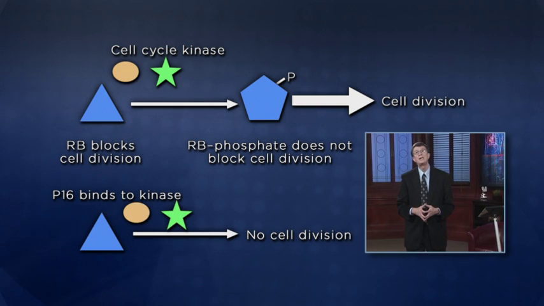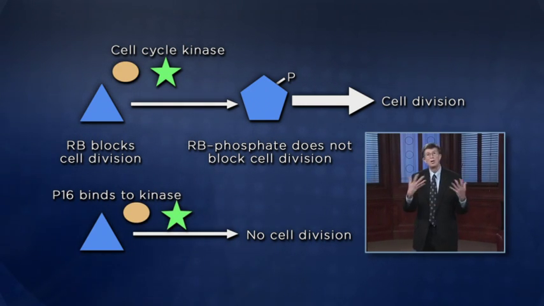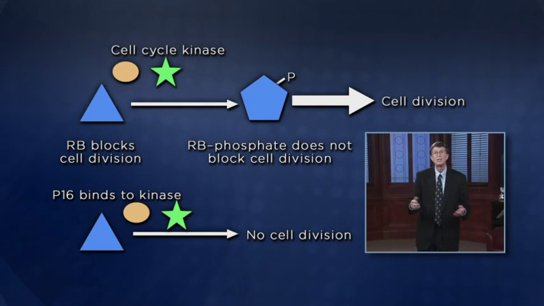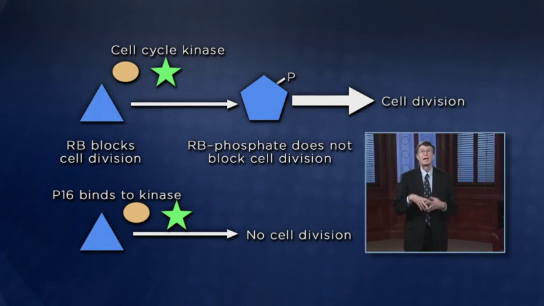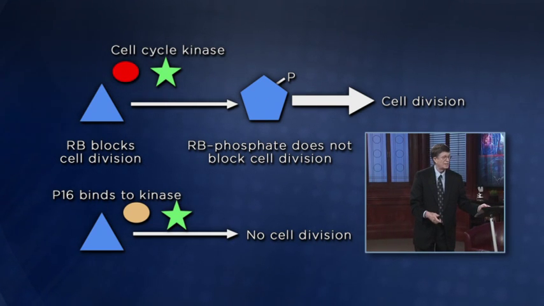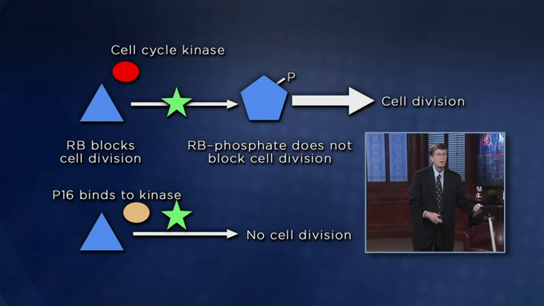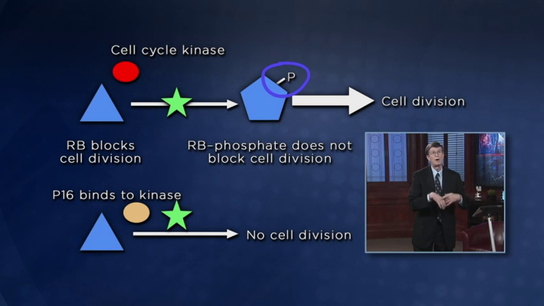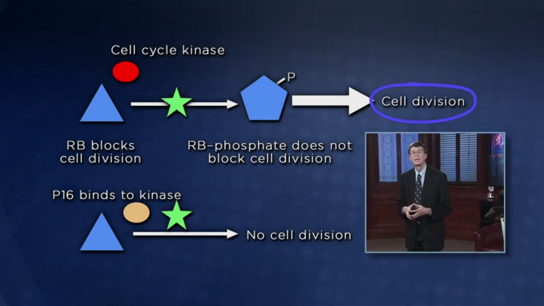The P16 protein is expressed in a number of tissues such as pancreas, esophagus, and stomach. When P16 is mutated, imagine, the kinase is free to do its thing, modify RB, RB no longer binds, and of course the cell cycle goes ahead. So P16 is a tumor suppressor. When it's mutated, of course, you can get cancer.